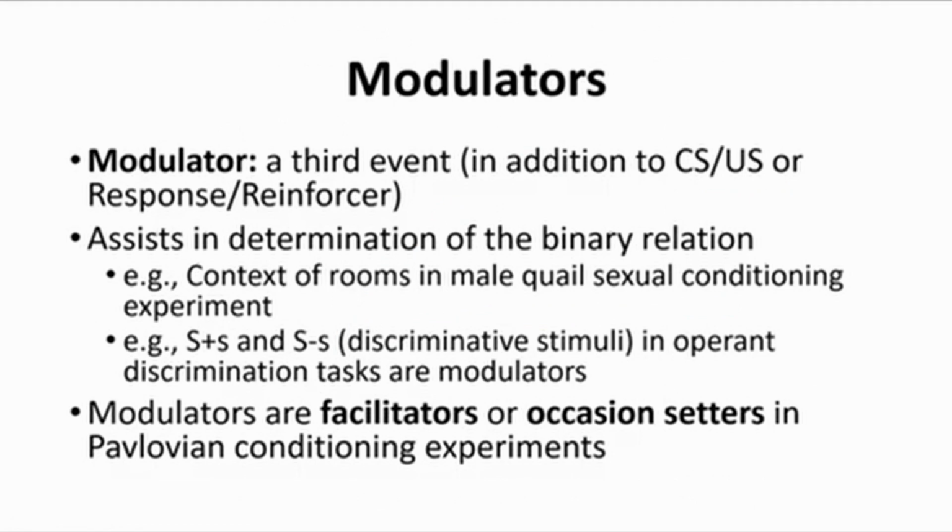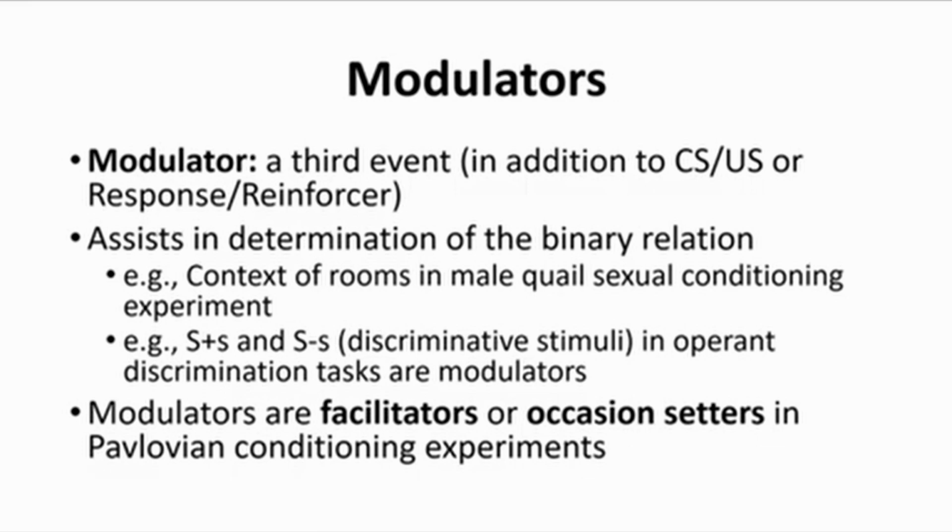Now, for the most part, we've been talking about the relationship between two events, our CS and US. We're looking at the direct relationship between our response and our reinforcer. These are all considered binary relations because there are only two factors being considered. But sometimes this relation between the two events can be signaled by a third stimulus, which we can call a modulator. So a modulator is a third event that occurs in addition to the CS-US or response-reinforcer. Now, this modulator can help in discriminating that binary relation.